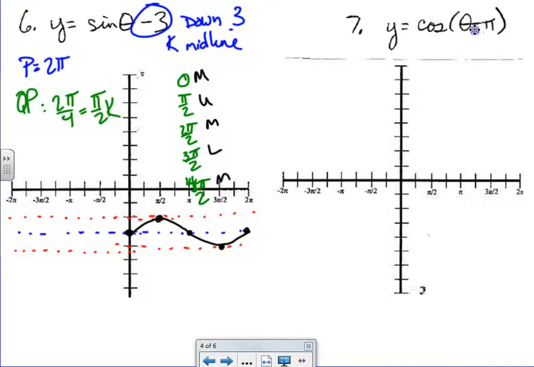Number 7, instead of having a vertical shift, now we have a horizontal shift. And remember, inside the parentheses is always kind of opposite of what you think. So this particular function is shifted right pi units. So I'm going to use these same green points because the period hasn't changed at all.